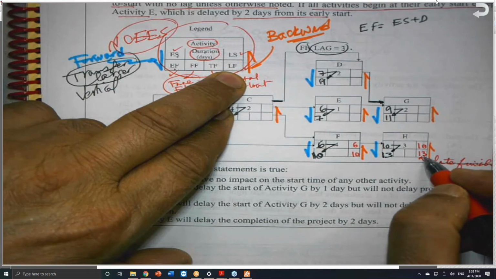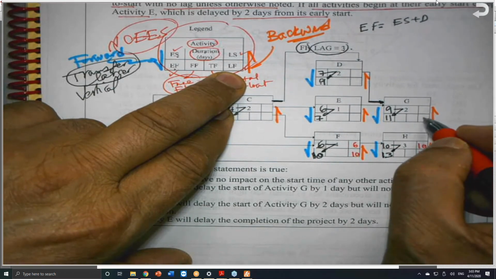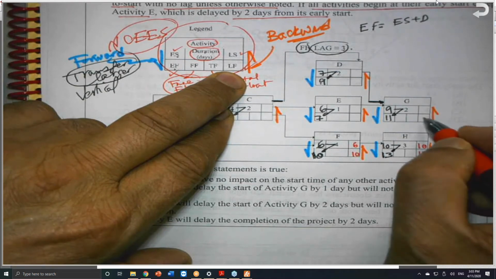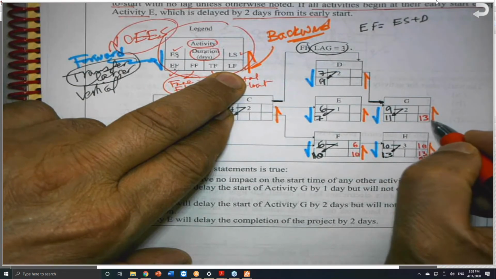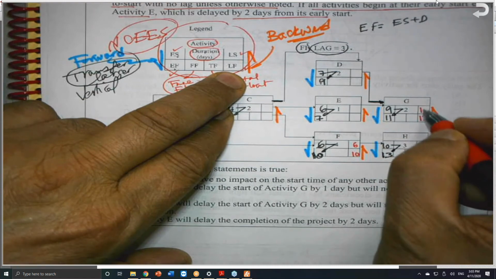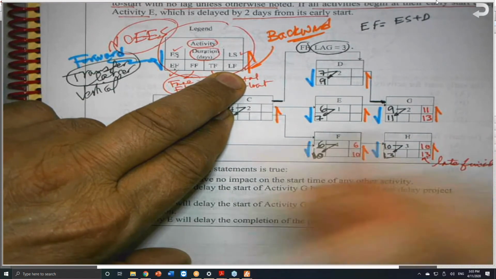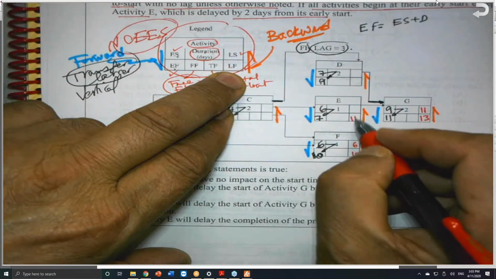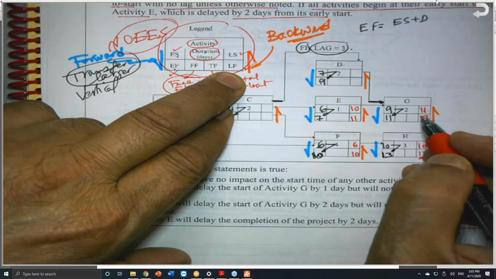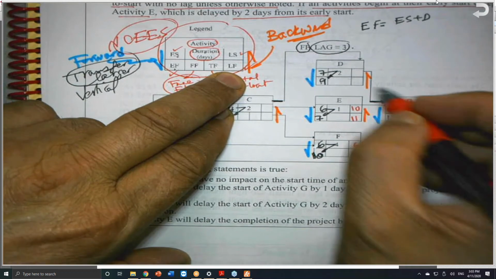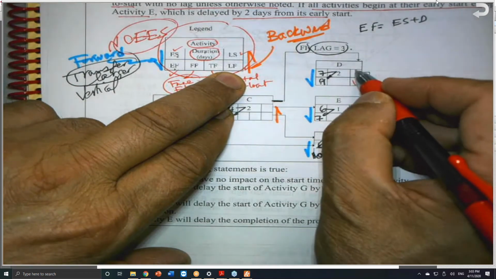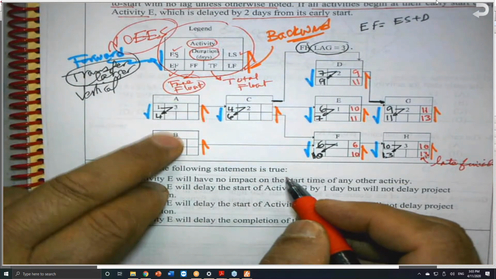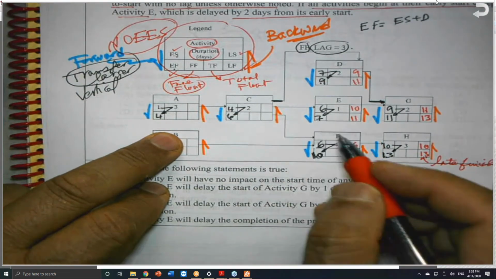This late finish of activity H will be the same late finish as activity G, which is 13. 13 minus 2 will give you 11. 11, I will move it here to be 11. Minus 1 will give me 10. And the 11, I will move it here. Minus 2 will give me 9. I'm going backward. I transfer the smallest, by the way.